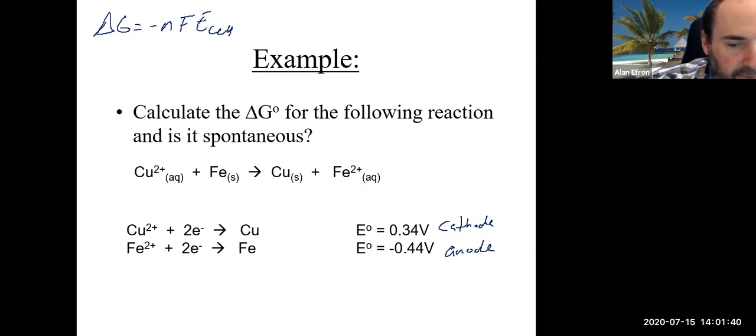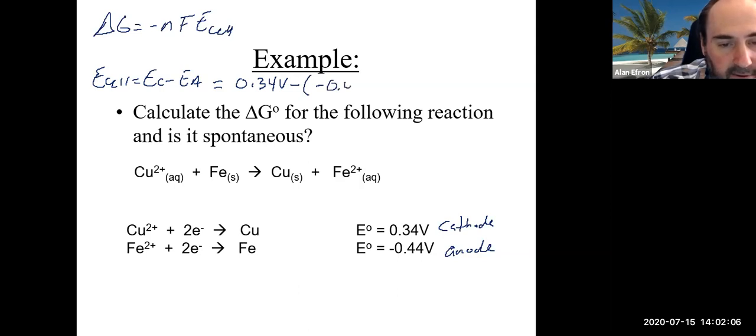Just like we talked about previously, you do have a couple of options for how you're going to do that. I am going to use E of the cell is E of the cathode minus E of the anode, which means I am not going to change the sign from what I would find on the table. So I would have my cathode, 0.34 volts, minus negative 0.44 volts. And that's going to give me 0.78 volts as my E of the cell.